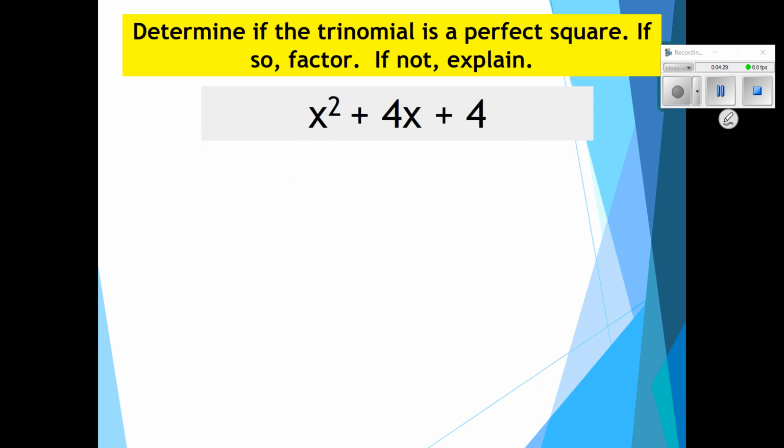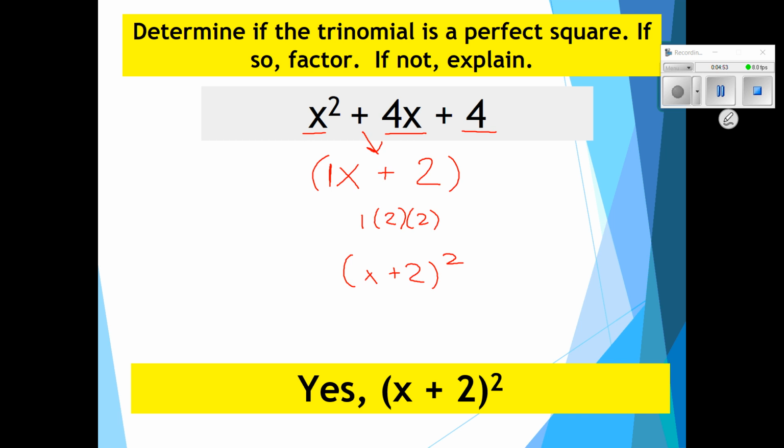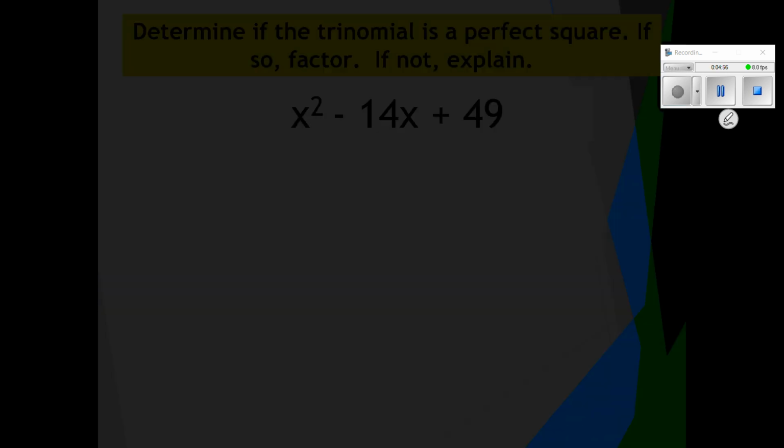Okay, let's try again. X squared, if we take the square root of x squared, that would be x. Take the square root of 4, that would be 2. Bring the sign down. Now we have to check it. To check it, we do a term, which is 1, times the b term, which is 2, and double it. And indeed, we did get 4x, which is this term. So to factor it, it is just x plus 2 squared. So it can go really fast if it is a perfect square trinomial.